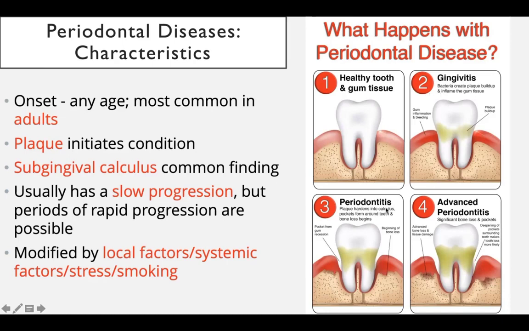Why are we studying gingivitis and periodontitis? Because the two major forms of periodontal disease are gingivitis and periodontitis. That's why you're studying them. This is the progression of periodontal disease. Usually it has slow progression, but in immunocompromised patients and patients with a comorbidity, it will progress rapidly, and it is changed and modified by local factors, systemic factors, stress, and smoking.